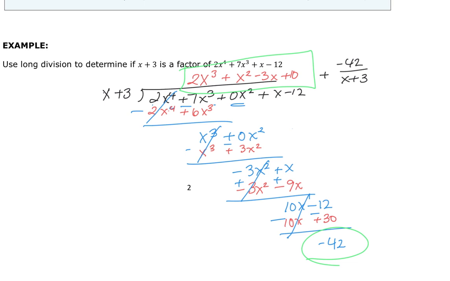Since I have a remainder here, that tells me that this is not a factor of this polynomial. Had this been 0 when I got totally done, then this x plus 3 was a factor of this polynomial.